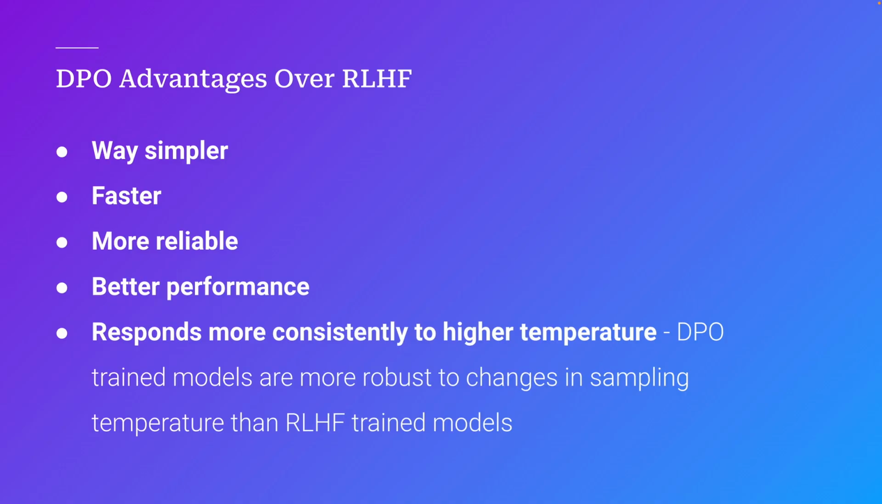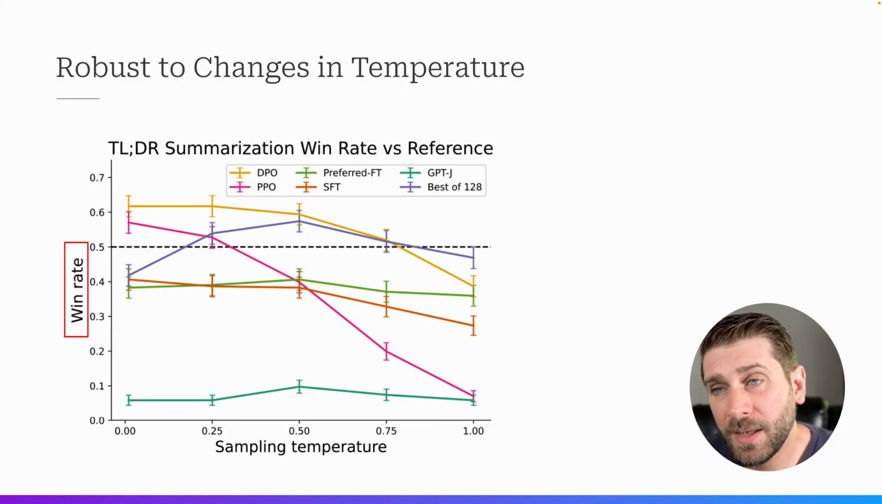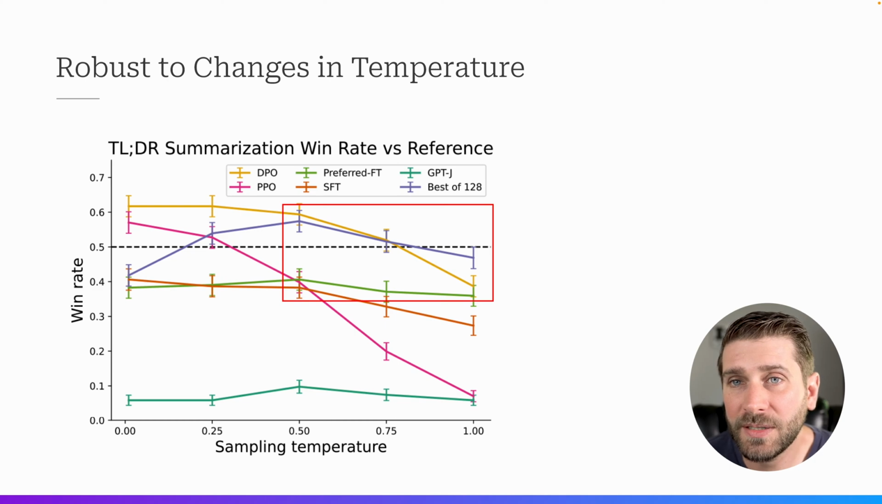And DPO trained models are more robust to changes in sampling temperature than RLHF trained models. This is what that looks like, a graph from the paper. The yellow line at the top is DPO. On the y-axis, we have win rate, so higher is better. And as that sampling temperature increases, it does not come down too much, relatively speaking.